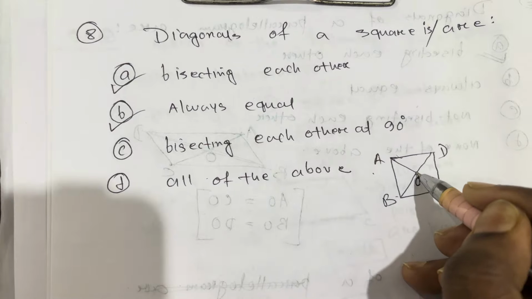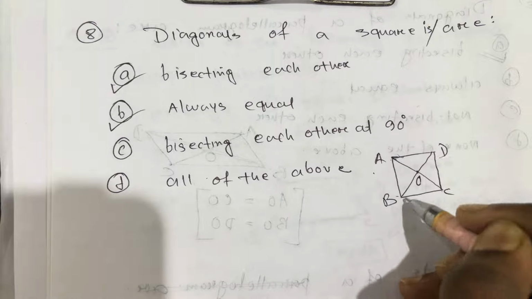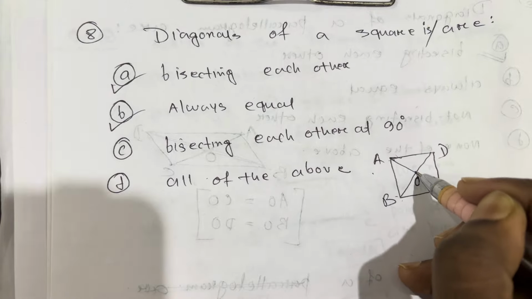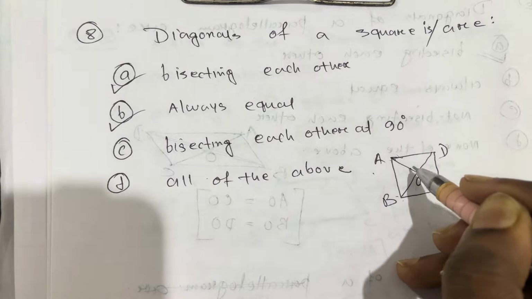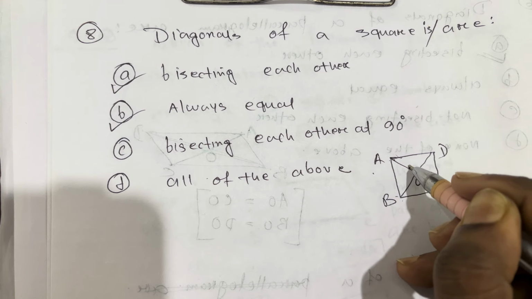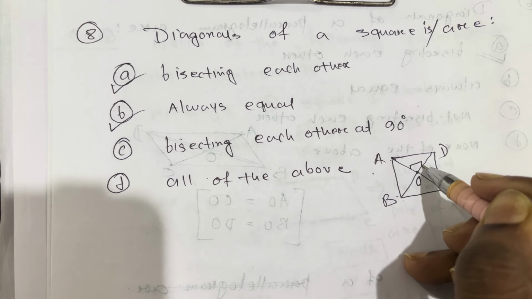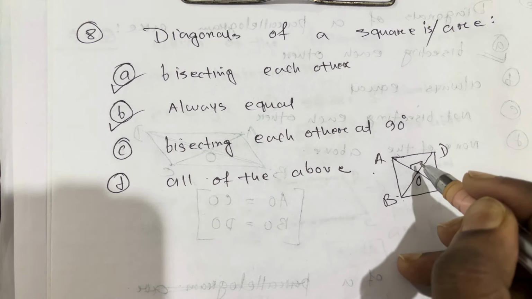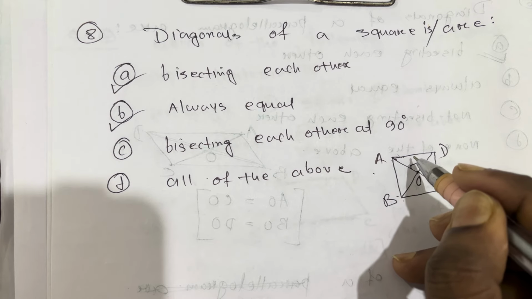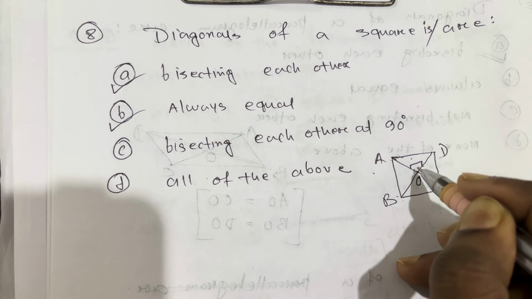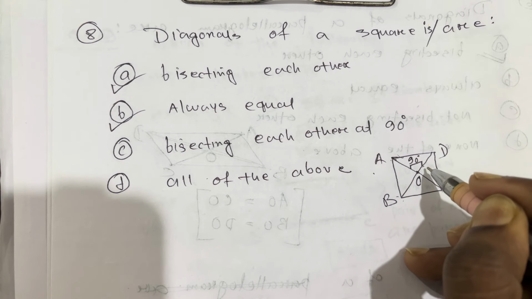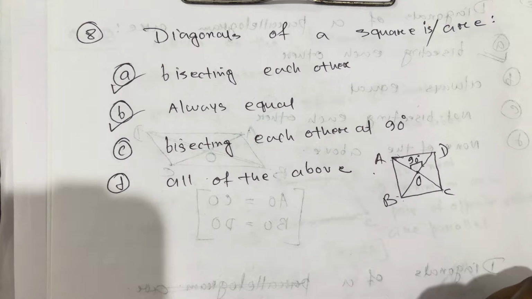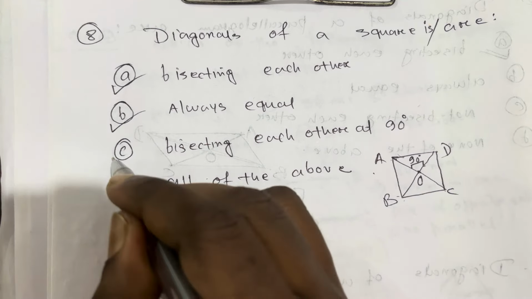This is AC and this is BD, both intersecting each other at O. The intersecting angle at O you will get is a 90 degree angle. The diagonals are perpendicular bisectors of each other. They form four angles, and the value of each angle will be 90 degrees. So always remember, the diagonals of a square are perpendicular bisectors. So option C is also correct.